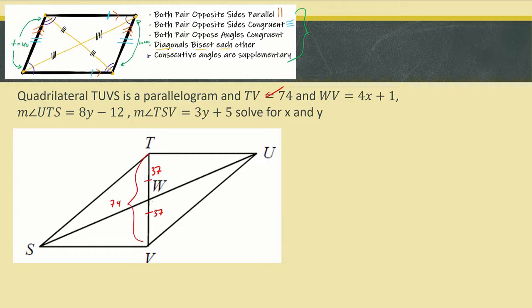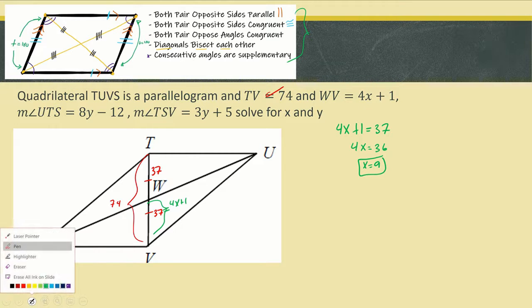So they're telling me that this part here is equal to 4x plus 1, but we already established that it's supposed to equal 37, so that's where my equation is going to come from. So 4x plus 1 is equal to 37, and we're going to solve for x. Well, actually, let's just go ahead and do it now. So we have 4x equals 36 because we subtracted 1, and then we're going to divide by 4, and we get x to be 9. All right, so let's keep going.